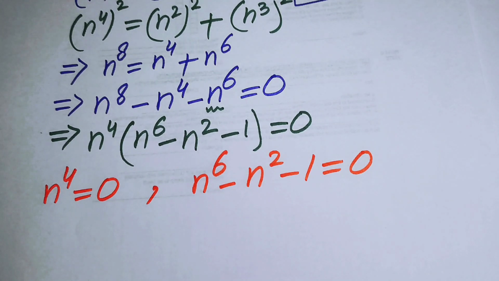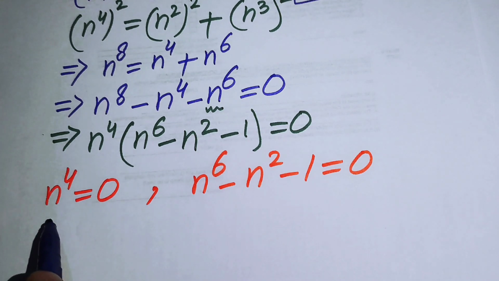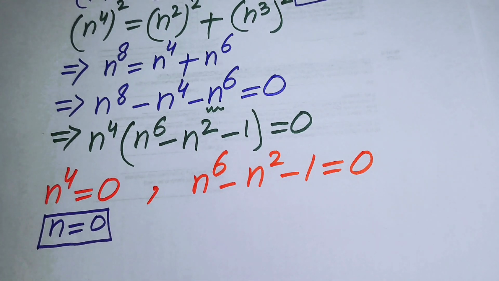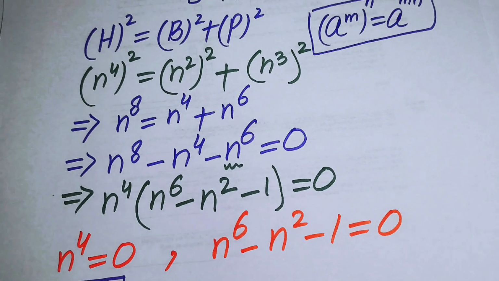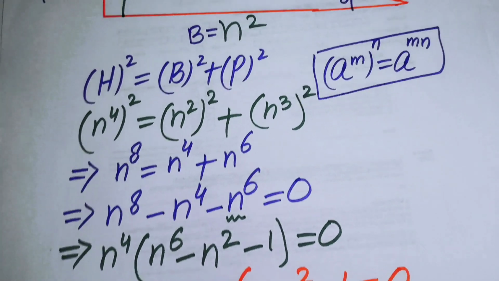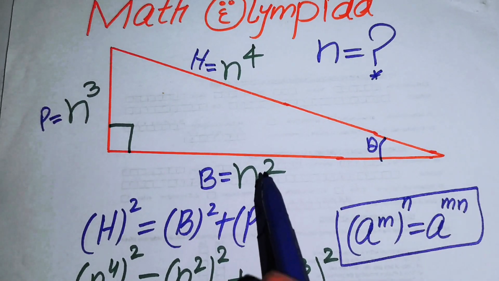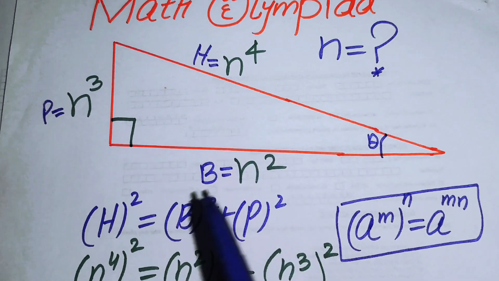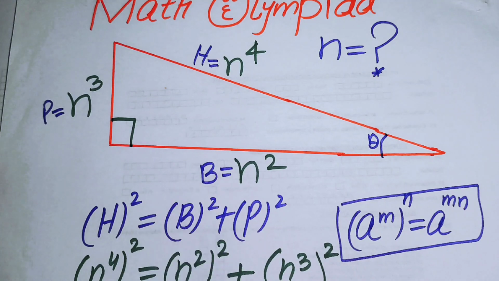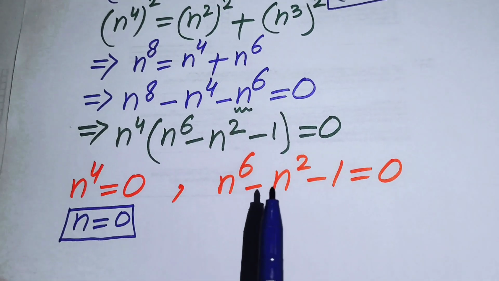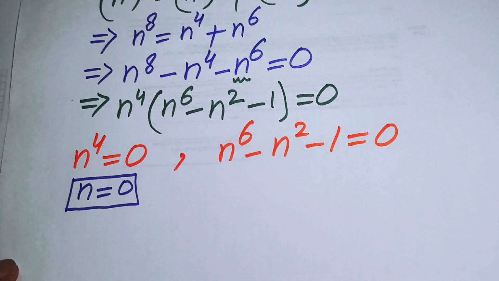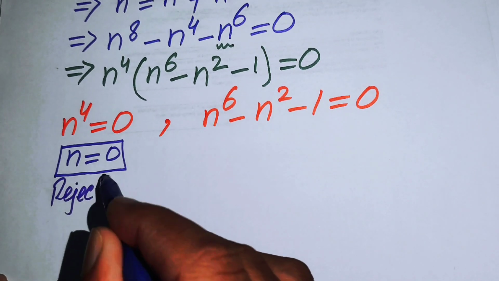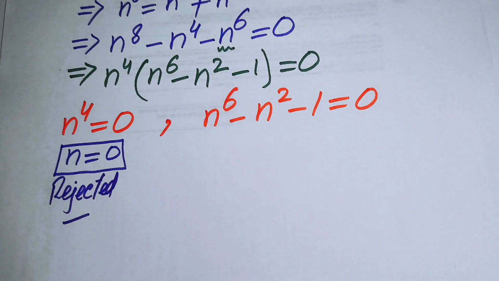If we focus on the first case, you will easily get n equals 0. You know that n is part of the side of this right triangle, because the sides are n squared, n to the power of 4 and n cubed, and if n equals 0, it means all the sides of this triangle are 0, which is not possible since a side of a triangle cannot have 0 length. So we reject this case and proceed with the other case only.